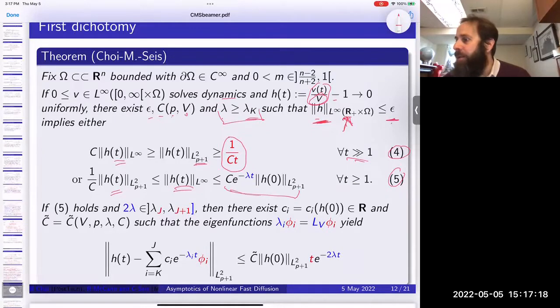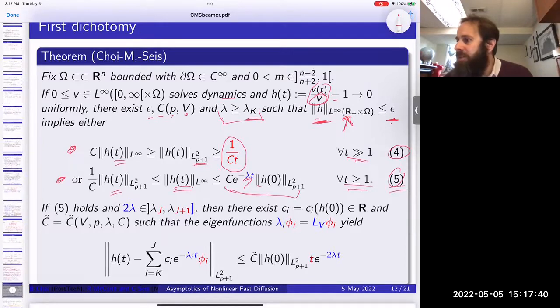And the exponential bound holds for all times bigger than 1. So that's the first dichotomy. Either you're converging slower than 1 over t, or you're converging faster than exponential, where this is the spectral gap, and we don't care whether zero modes are pleasant or not. And in the second case, when 5 holds, you can actually say more than this.